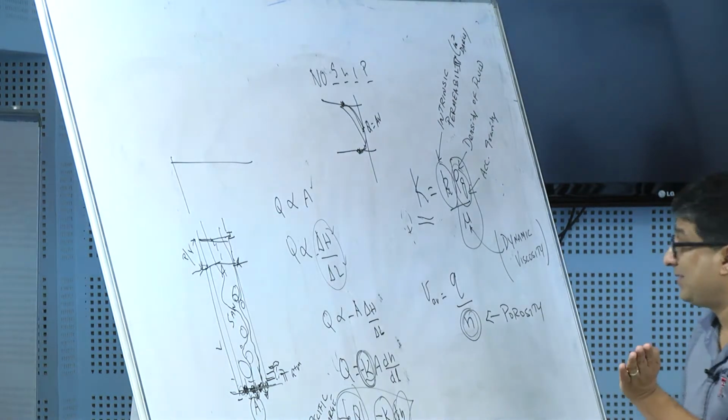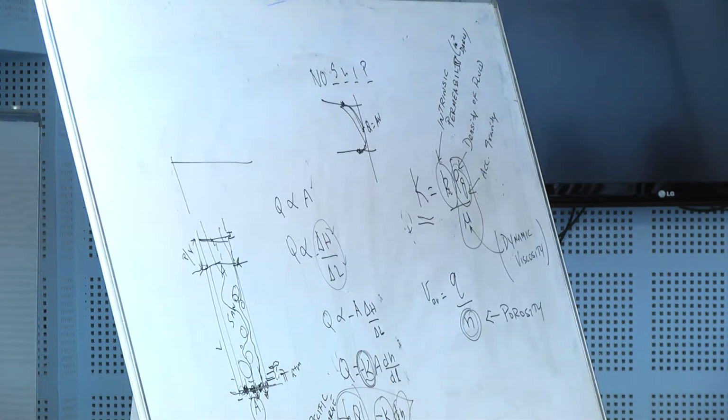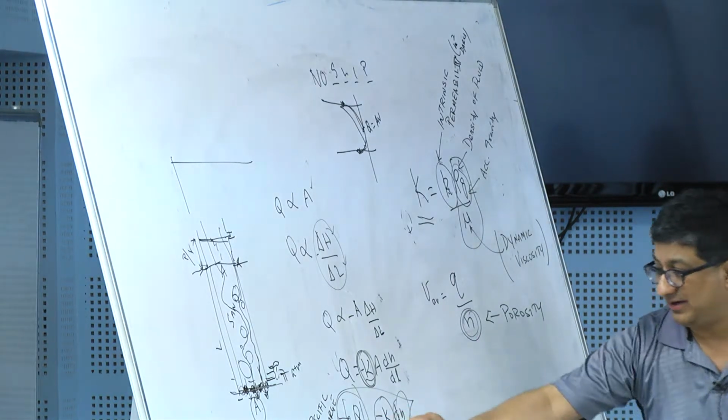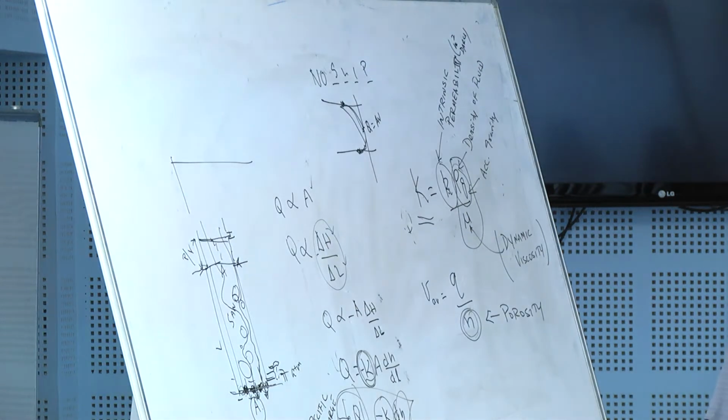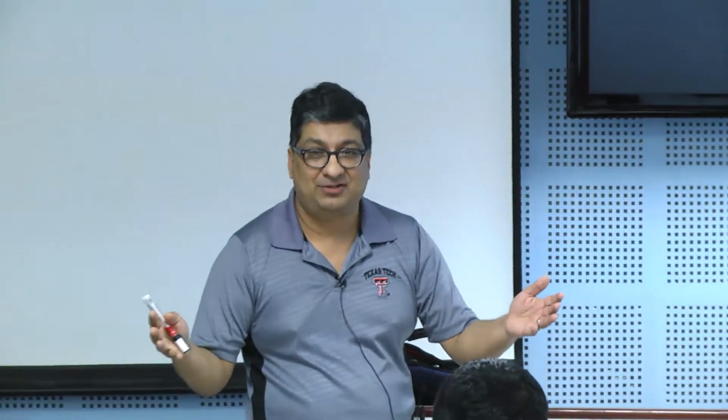So what it also means is that this K is an average property, because we are saying that this Q over A is some average specific discharge, which makes this K an average property too. Can we measure an average? If I want to know the average grade in this class, can I measure it?